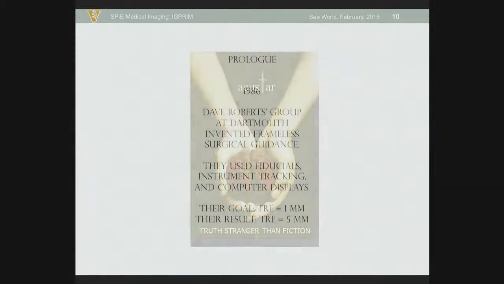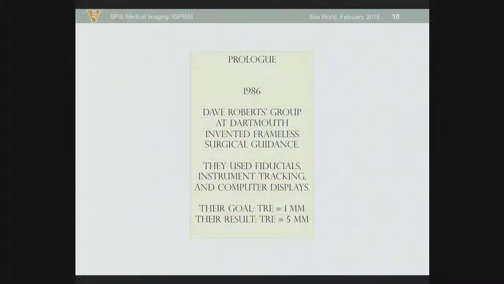There's a prologue, 1986. Dave Roberts' group at Dartmouth more or less invents frameless surgery, frameless guided surgery. They used fiducials, they had instrument tracking, they had computer displays, they had it all. They had a goal, target registration error of 1 millimeter. They didn't call it that then. But they got to 5 millimeters, which back in those days was quite a success story.